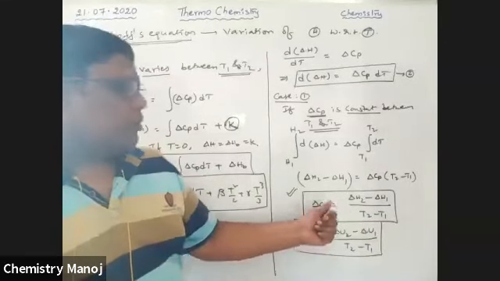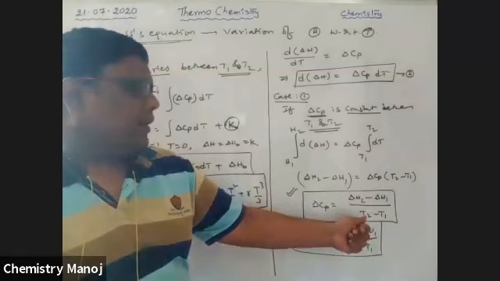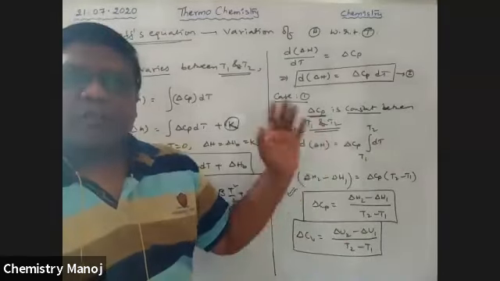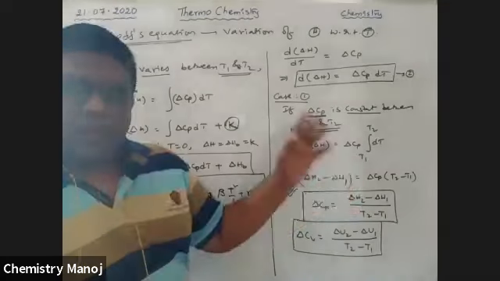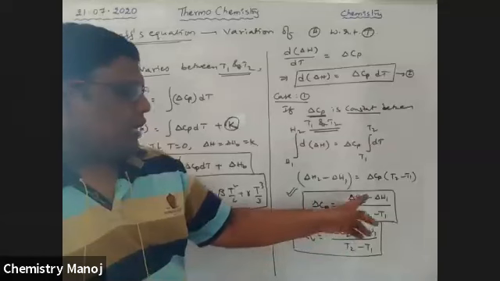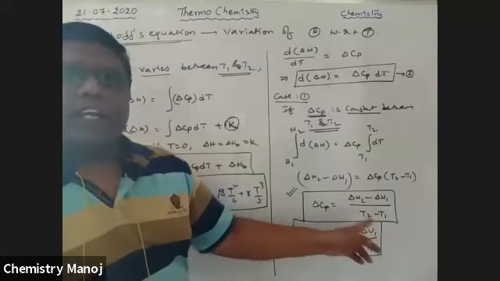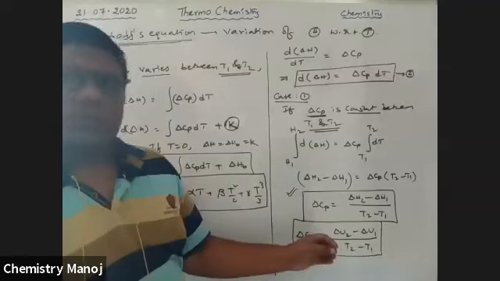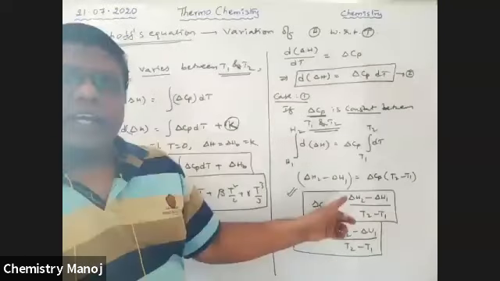Delta Cp is equal to delta H2 minus delta H1 by T2 minus T1. In all these cases, we are taking delta Cp value as constant between different temperatures, because we are taking that condition. Delta Cp is equal to delta H2 minus delta H1 by T2 minus T1. So this is Kirchhoff's equation. This gives the information about variation of delta H with the temperatures.